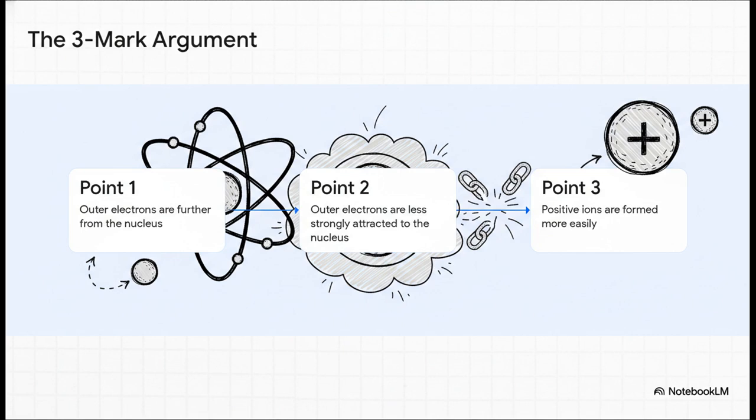Second, you explain what that means. The outer electrons are less strongly attracted to the nucleus. The mark scheme also says you could mention increased shielding here, more inner shells blocking the nucleus's pull. And finally, the logical conclusion. Because that attraction is weaker, positive ions are formed more easily. See how each point just flows into the next? That's a perfect 3-mark explanation.